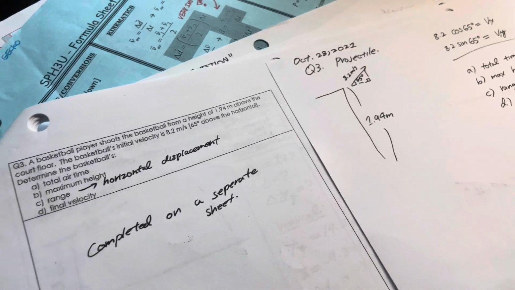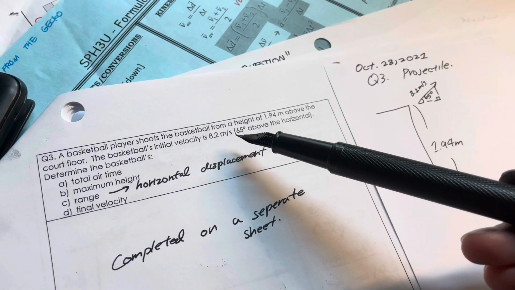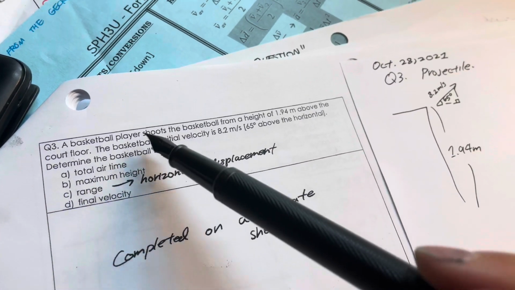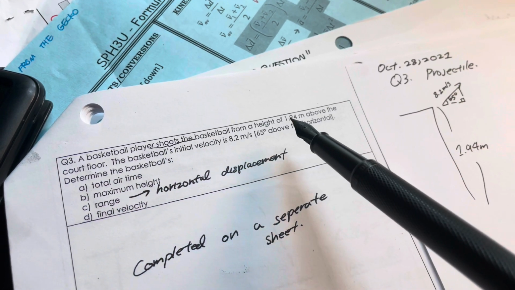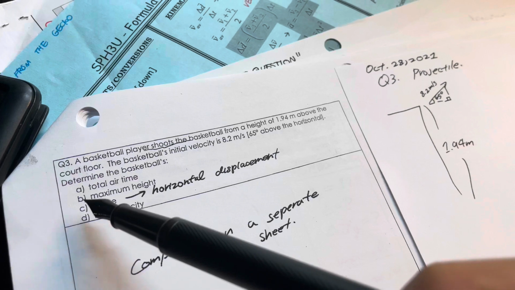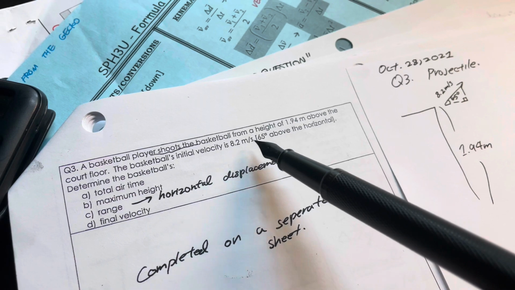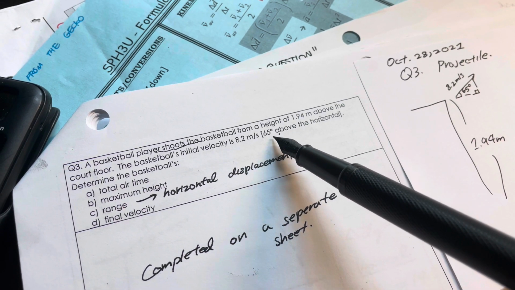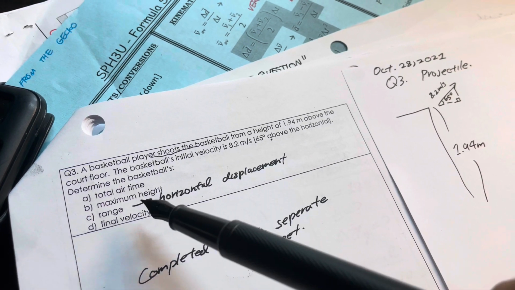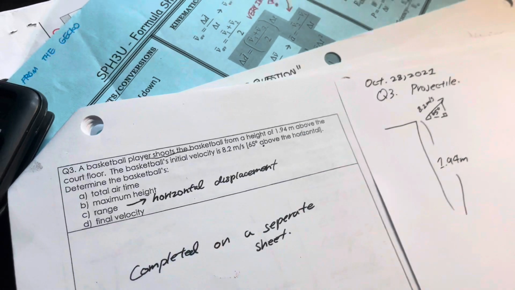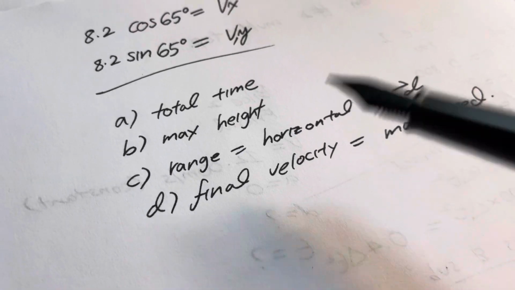So this is basically a projectile question, a word problem clearly, and we're trying to get this question right. A basketball player shoots the basketball from a height of 1.94 meters above the court floor. The basketball's initial velocity is 8.2 meters per second, which is 65 degrees above the horizontal. Determine the basketball's total air time, maximum height, range, and final velocity. So the question is asking for 4 things.